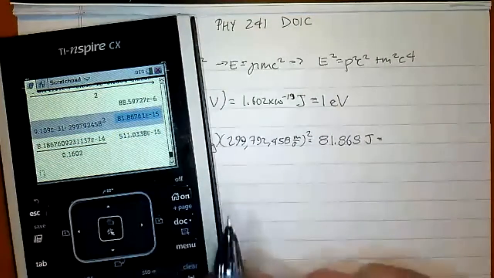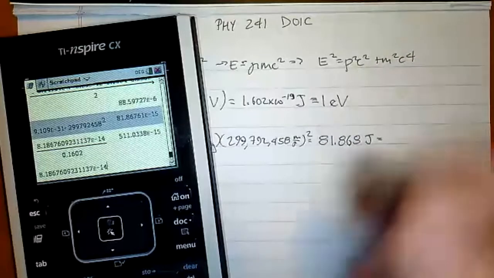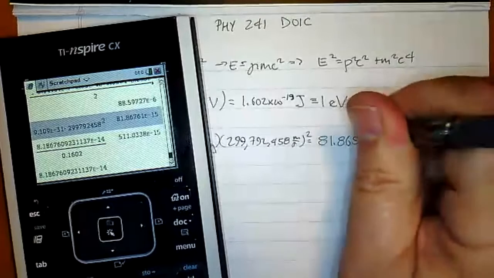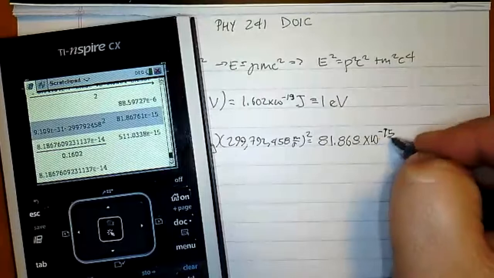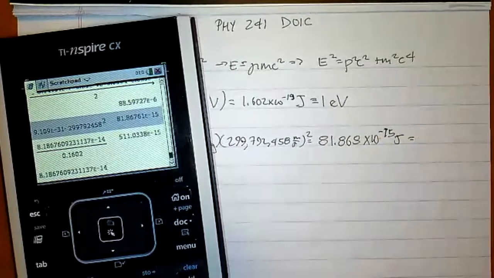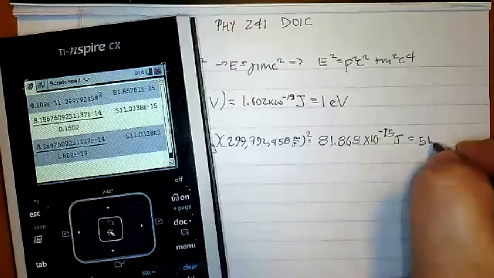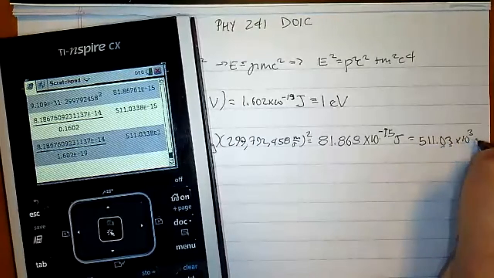Evidently it didn't take my exponent, so I'm going to say enter. And that was times 10 to the negative 15th, by the way. So it's 81.868 times 10 to the negative 15th joules. Now I'm going to divide that by 1.602 e to the negative 19th. And that gives me 511.03 times 10 to the third eV.